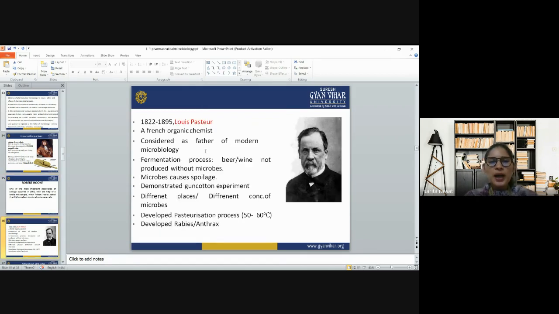Now, coming to Louis Pasteur, 1822 to 1895, he was a French organic chemist, and he is considered the father of modern microbiology. He studied the fermentation process and gave the theory that beer and wine are not produced without microbes, and that microbes cause spoilage, and demonstrated the guncotton experiment. He also differentiated places and different concentrations of microbes, and he developed the pasteurization process by heating milk at 50 to 60 degrees Celsius, and he also developed the rabies and anthrax vaccines.